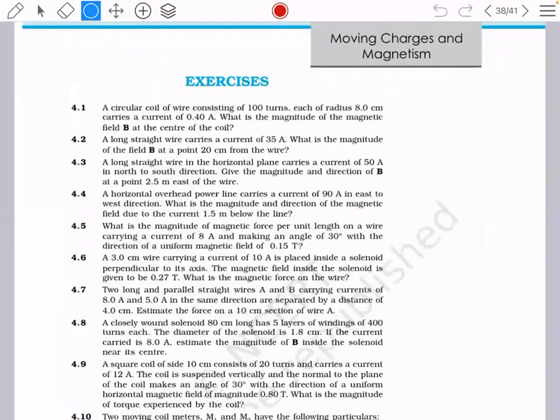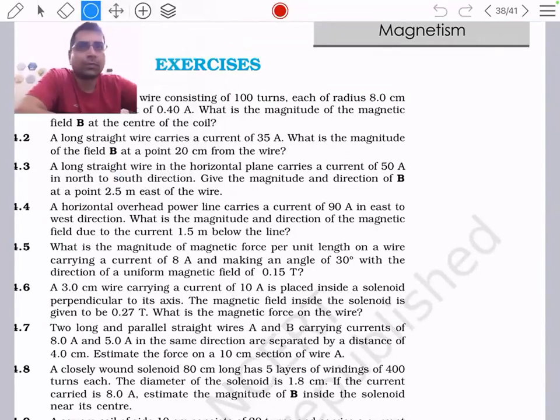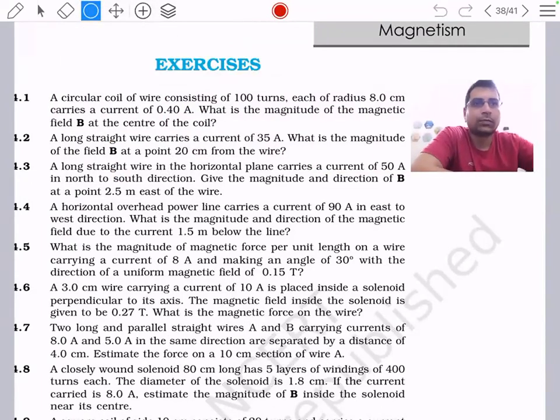So let's do the first problem. There is a circular coil of wire consisting of 100 turns, each of 8 centimeter radius, and carries a current of 0.4 ampere. What is the magnitude of the magnetic field at the center?